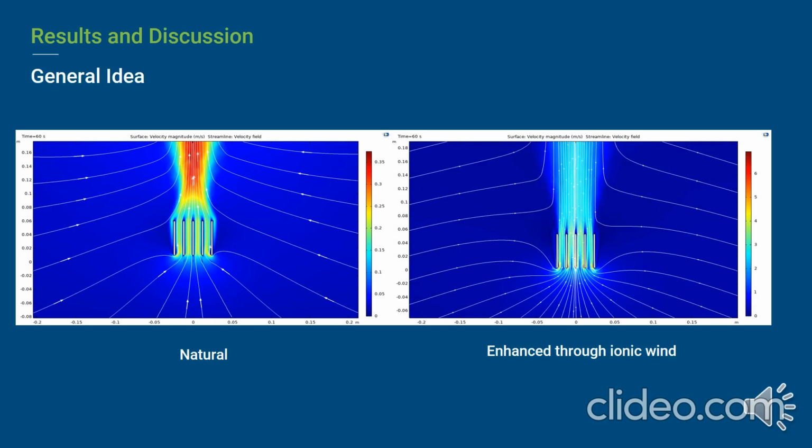A general idea for multiple plates is that in natural convection, due to buoyancy force, some amount of air rises and cools the plate by bringing cold air to the plates. Usually this kind of natural convection, for a length scale of a few centimeters, can only raise the velocity up to a fraction of a meter per second, whereas in the case of ionic winds it can easily reach 2 to 4 or 5 meters per second.